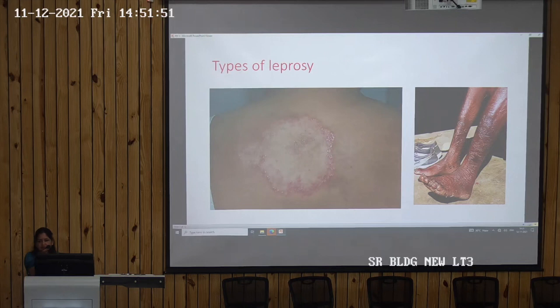In paucibacillary leprosy, not more than one nerve is infected, so they are not infectious. Which types come under this? Tuberculoid leprosy and borderline tuberculoid leprosy. Under multibacillary comes lepromatous leprosy and borderline lepromatous or borderline leprosy.